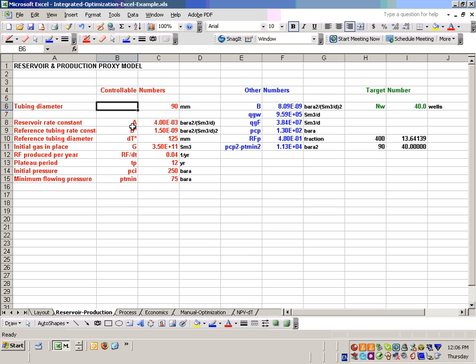Well, that's 400. But on the other hand, if the task was to find the best tubing, that was the original question. What is the best tubing? What is the optimal tubing? What do we mean by that? The smallest, right? Are we sure it's the smallest or the largest, the fewest number of wells?